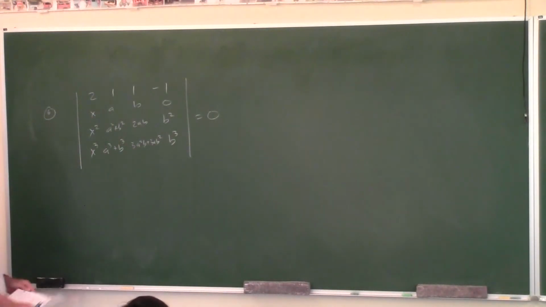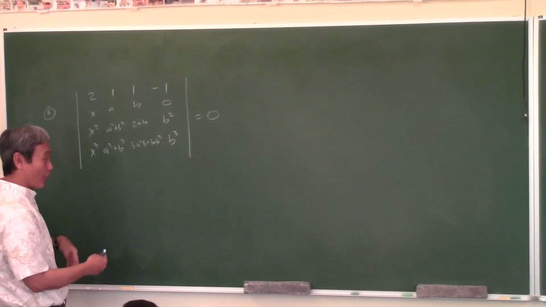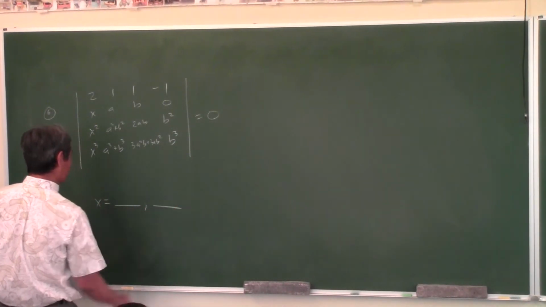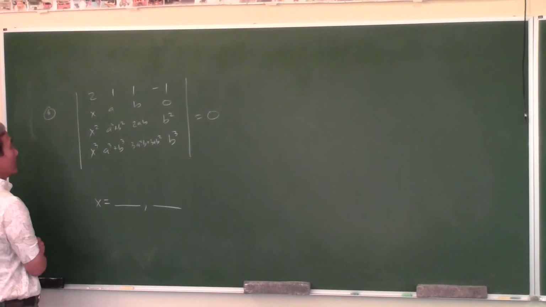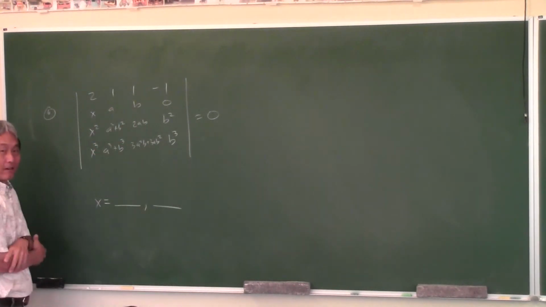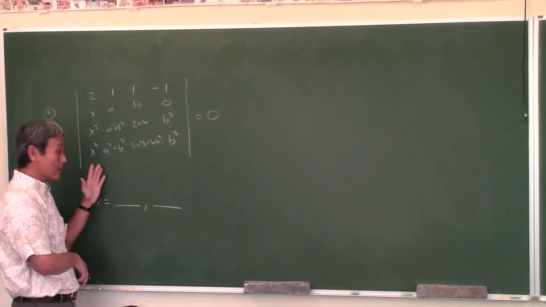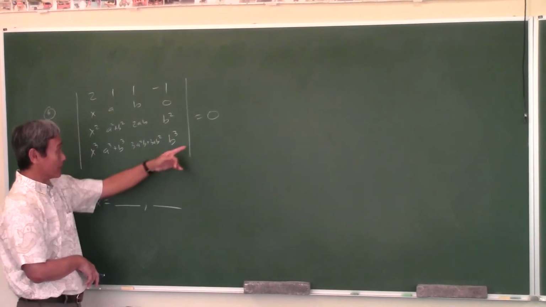Okay, it says find 2 solutions for x. Now this problem came from the Oahu Math League 40 years ago. It was an actual problem 40 years ago. Now I'm going to give you a hint because nobody's going to compute the whole darn thing. If one column is a multiple of another column, then the determinant is equal to 0.